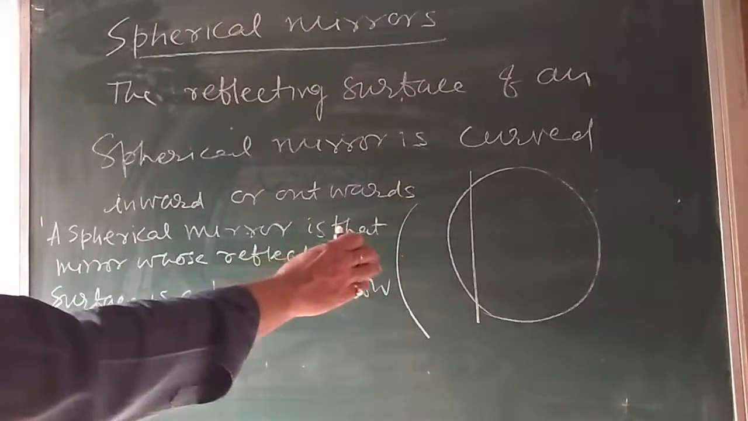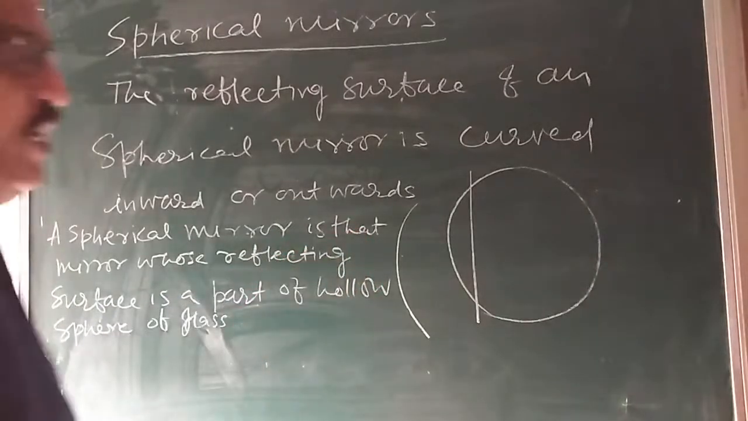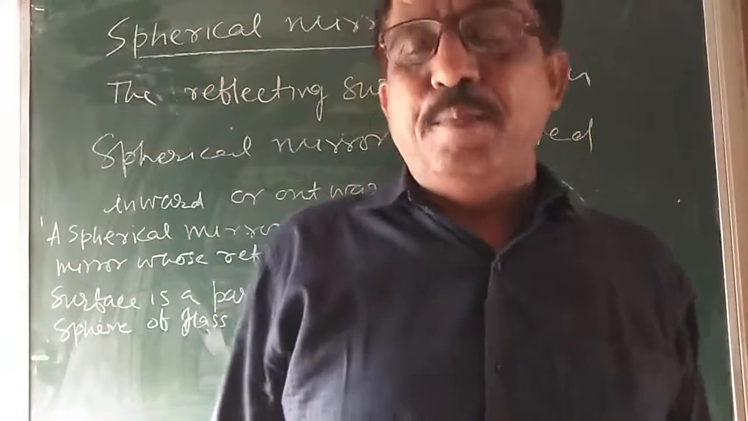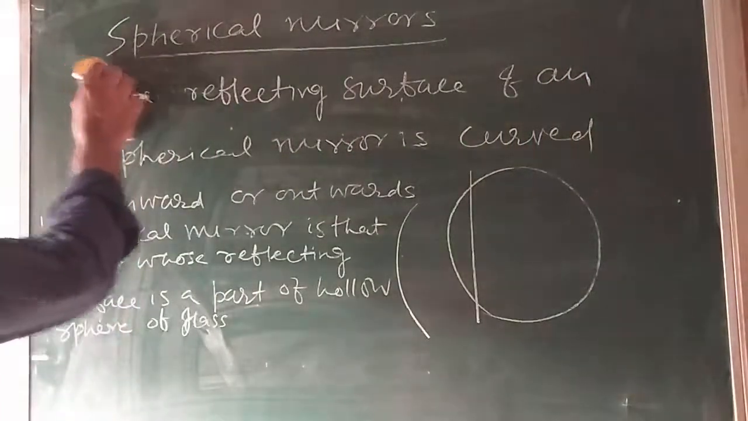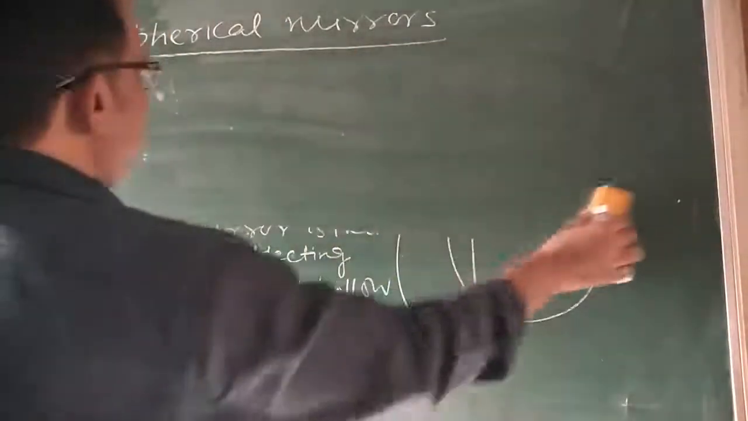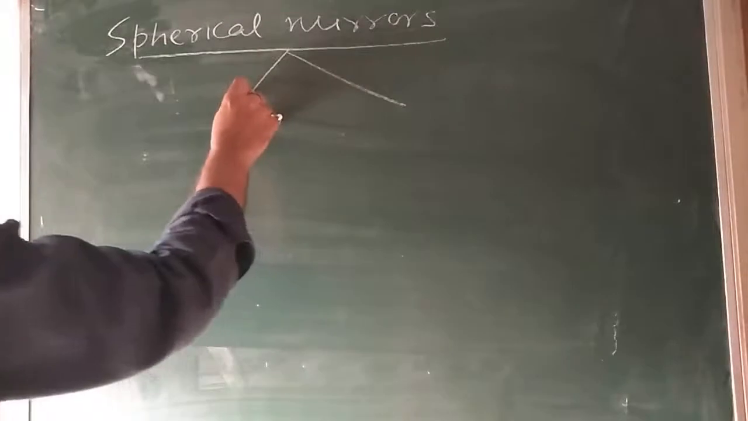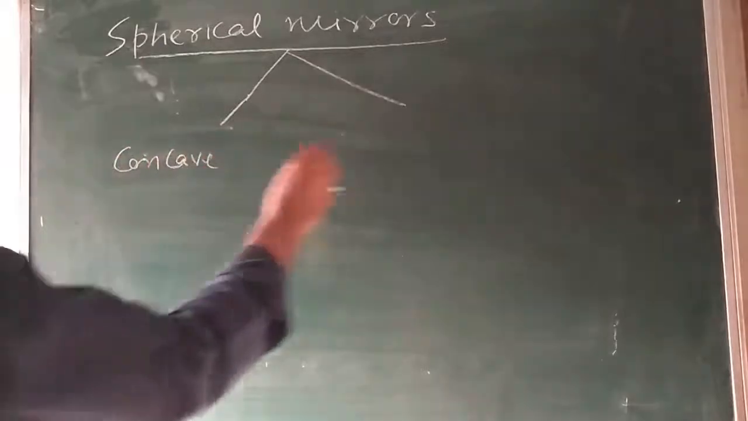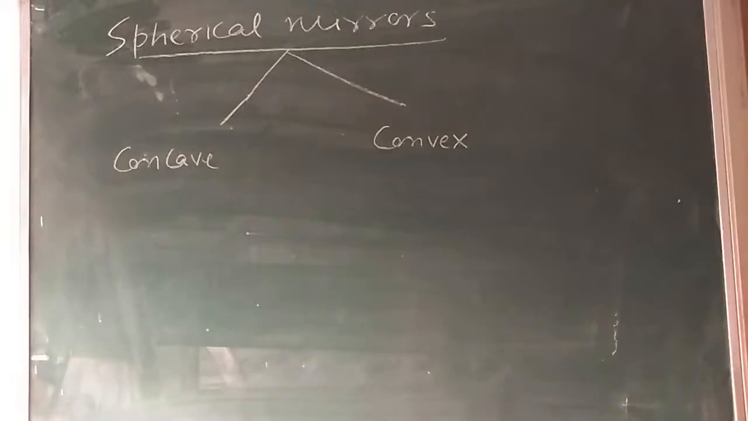One side of the mirror is well polished and reflecting, and the other side of the mirror is opaque, or we can say it is painted. Spherical mirrors are of two types. There are two types of mirror: first one is concave mirror and another one is convex mirror.